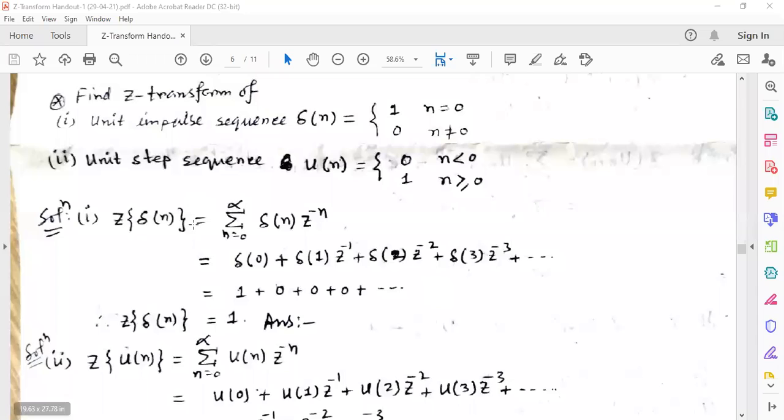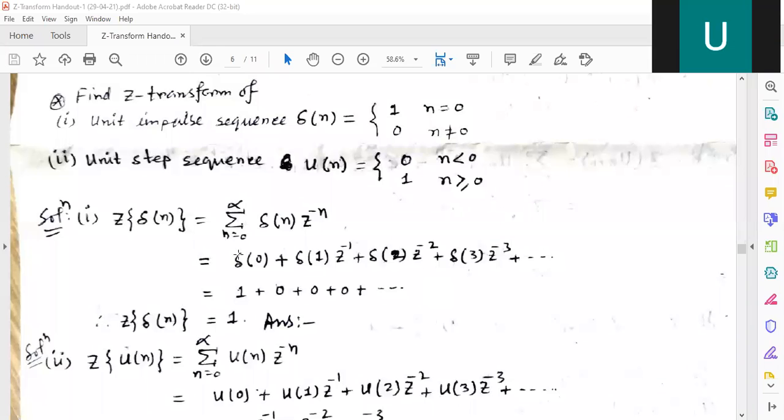From the definition of z transformation, the z transformation of delta n can be written as summation n equal to 0 to infinity of delta n z to the power minus n. Now we are putting n equal to 0, 1, 2, dot dot. If we put n equal to 0, then it will be delta 0, z to the power 0 means 1, so delta 0. If we put n equal to 1, then delta 1, z to the power minus 1.